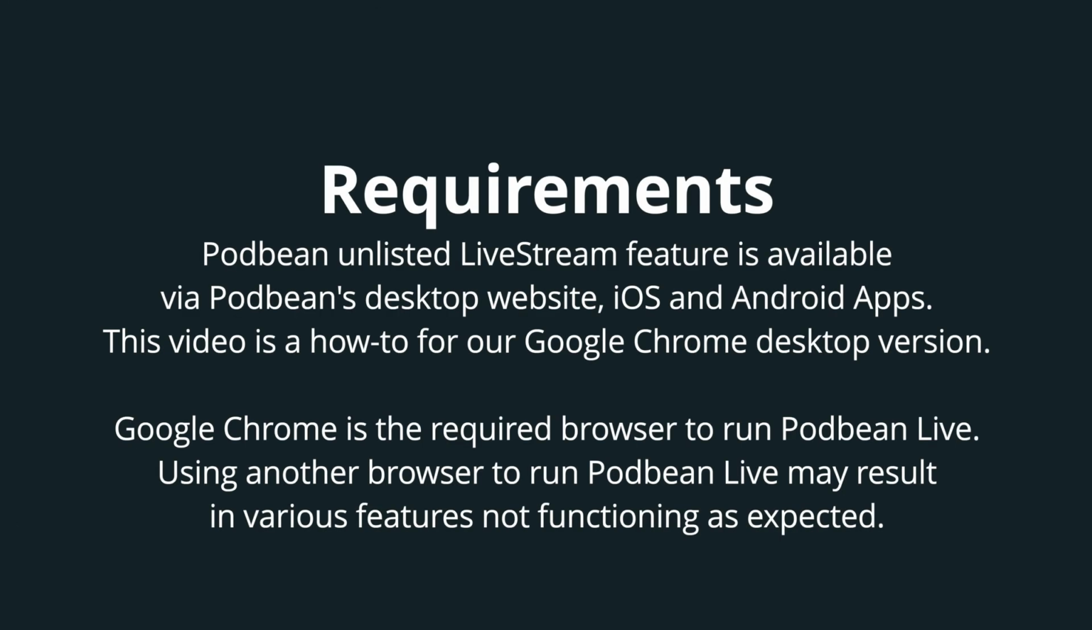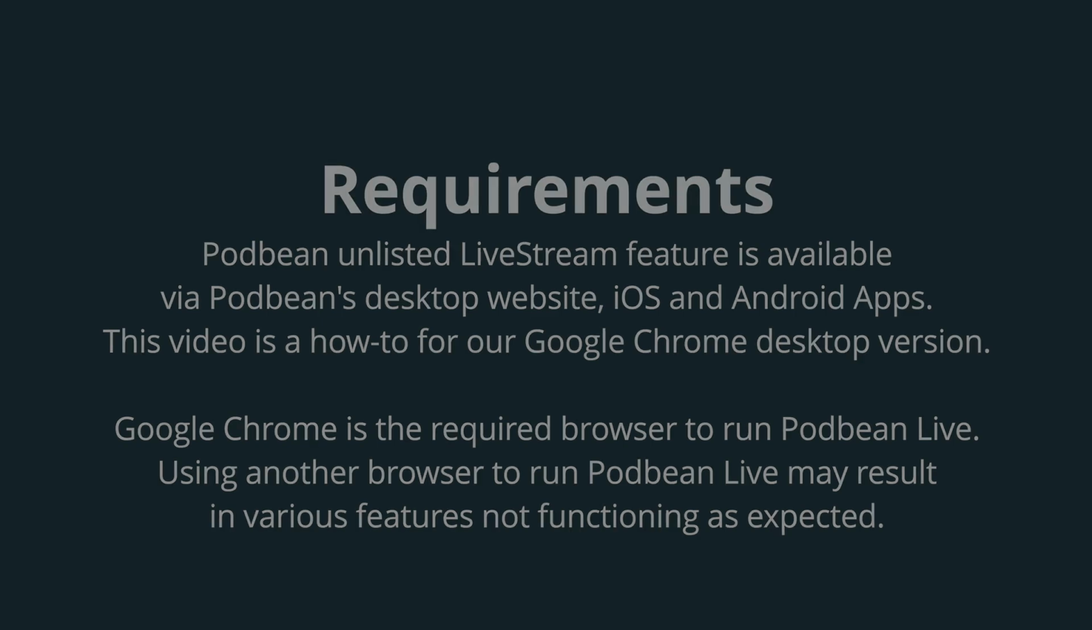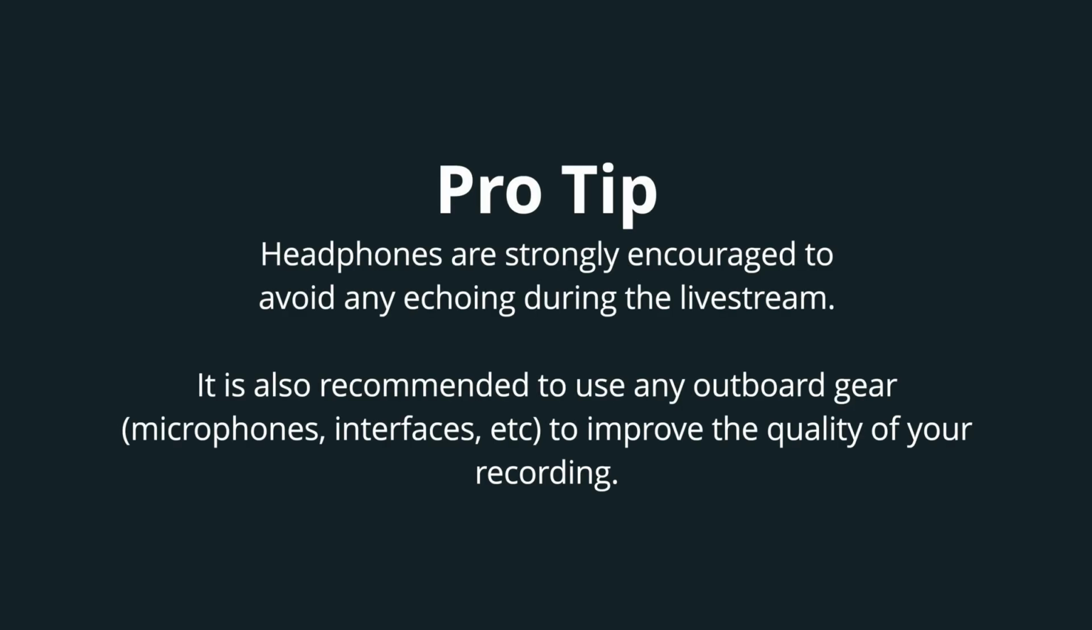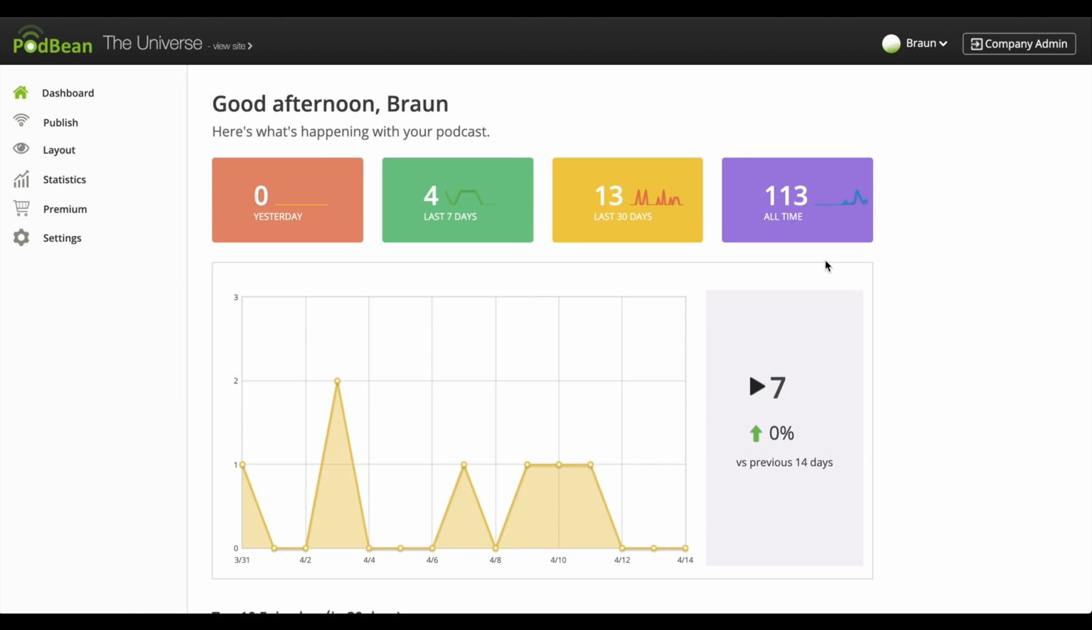Before we begin, you'll need to start your LiveStream via Podbean's desktop website and make sure your computer's browser is on the most current OS. Google Chrome is the required browser to run the LiveStream, so if you don't have Chrome, please install it. It is recommended to use a headset, which is very important during the LiveStream to avoid any echo issues. It's both beneficial and recommended to use your external outboard gear, such as microphones and interfaces, for better sound quality during the LiveStream.